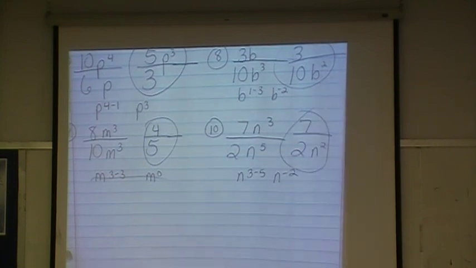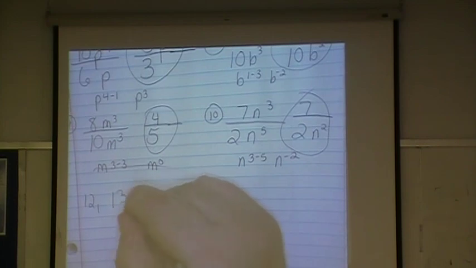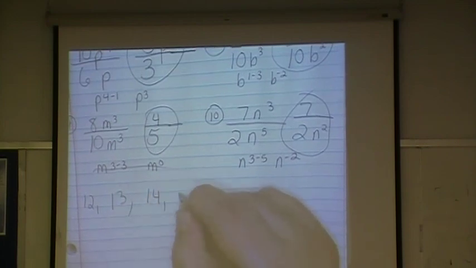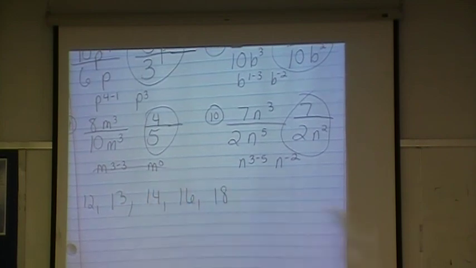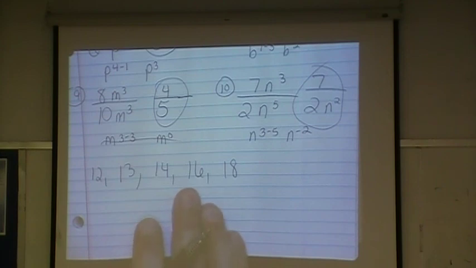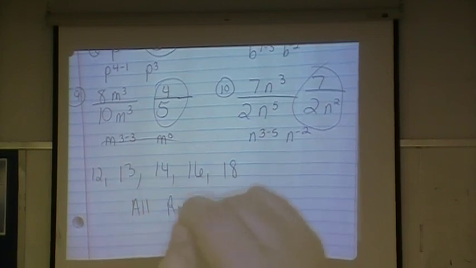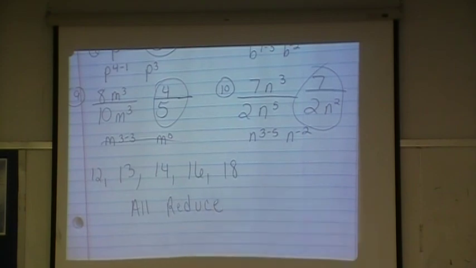All right. Here's what you're going to do. You're going to do number 12. Do it on the paper we've been working on. 12, 13, 14, 16, 18. I'm going to give you a hint. All of those whole numbers will reduce.